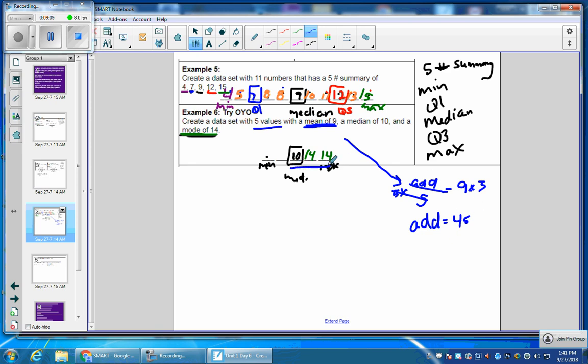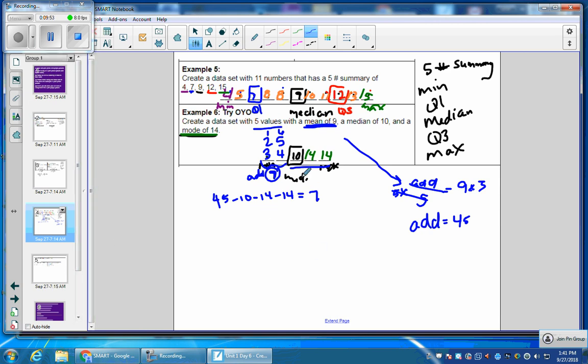Well, I already have these 3, so I'm just going to take 45 and subtract 10, subtract 14, and subtract 14 to find out what's left. So 45 minus 10 is 35, minus another 10 is 25, minus another 10 is 15, minus 8 leaves me with 7 left over. So that means these two have to be 7 when I add them together. So I could pick a variety of numbers. The only thing I need to do is make sure that these add to 7. So 3 and 4 could work, 2 and 5 could work, 1 and 6 could work. All of those are options, okay?